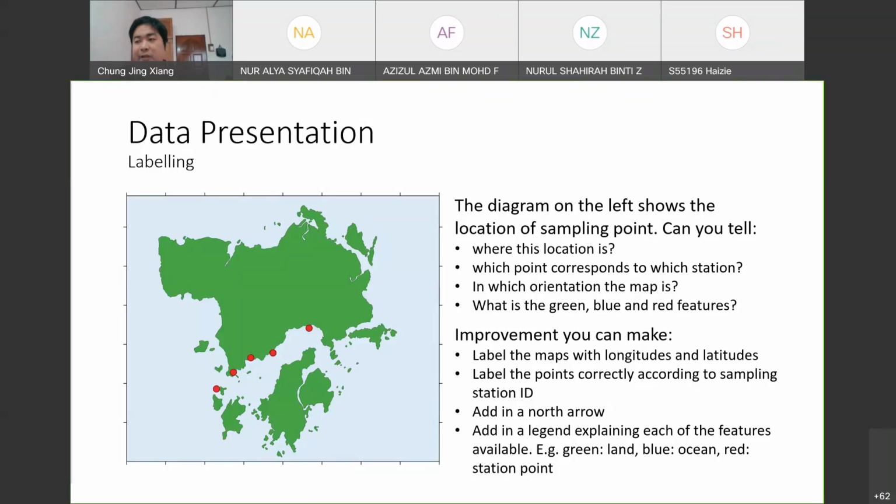If people want to know, they can Google the longitude and latitude and they will know where it is. Next, of course, we want to know which red dot corresponds to which station.